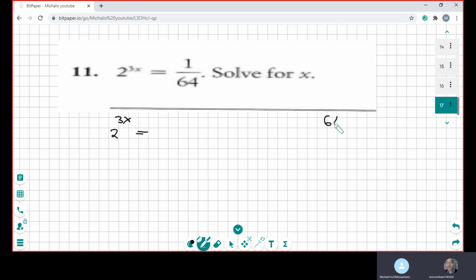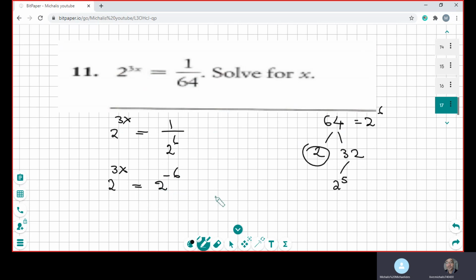Now the 64, if you do the factor tree, you can write this as a power of 2. So the 32 is 2 to the power of 5. And then I have another 2 here, so it's 2 to the power of 6. So I can write this 1 over 64 as 1 over 2 to the power of 6. Now, because I need to flip the fraction, find the reciprocal, I make the power negative. And now I have a power of 2. So this is 2 to the power of 3x, and the other is 2 to the power of minus 6.